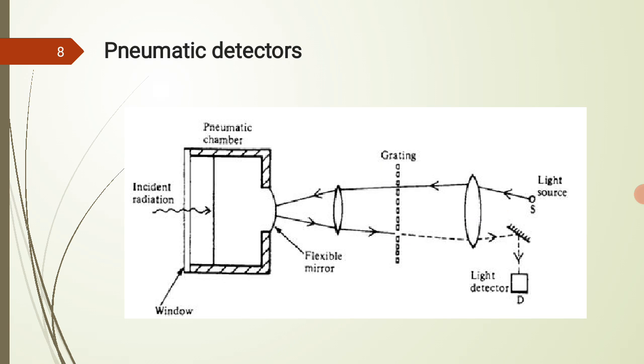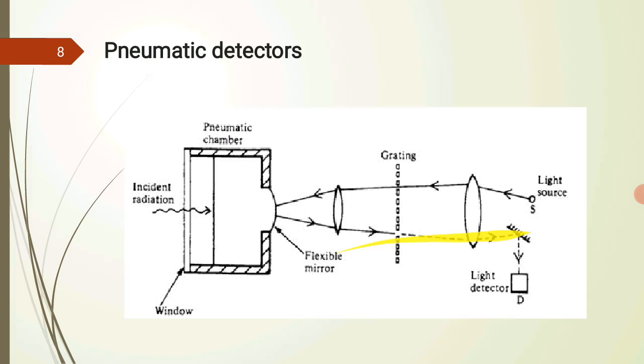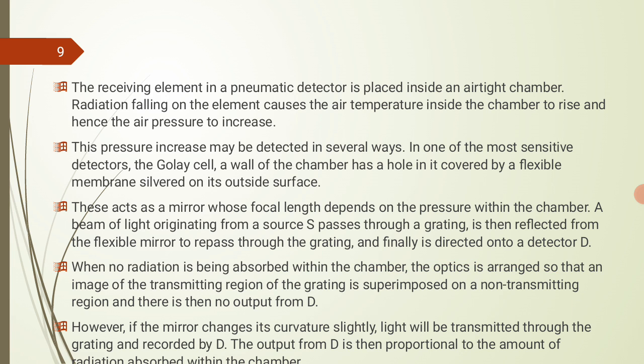Next, the pneumatic detector. This is the block diagram of the pneumatic detector, and this is its working function. The receiving element of the pneumatic detector is placed inside an airtight chamber. Radiation falling on the element causes the air temperature inside the chamber to rise, hence its air pressure to increase. This pressure increase may be detected in several ways.